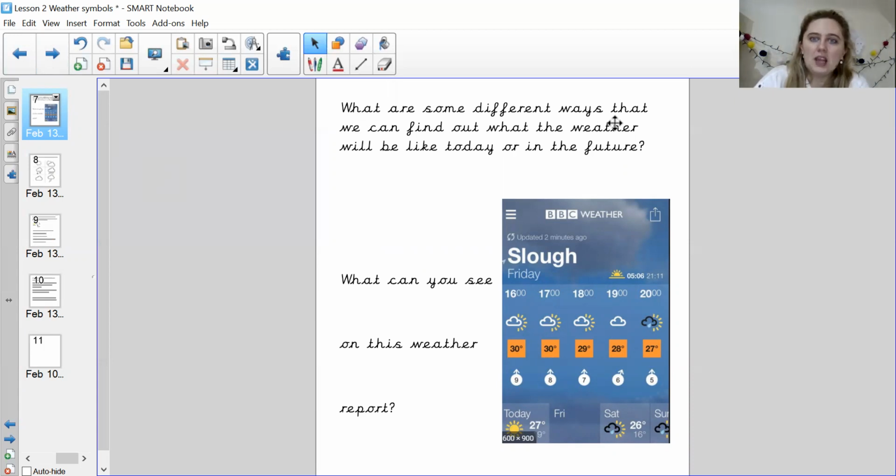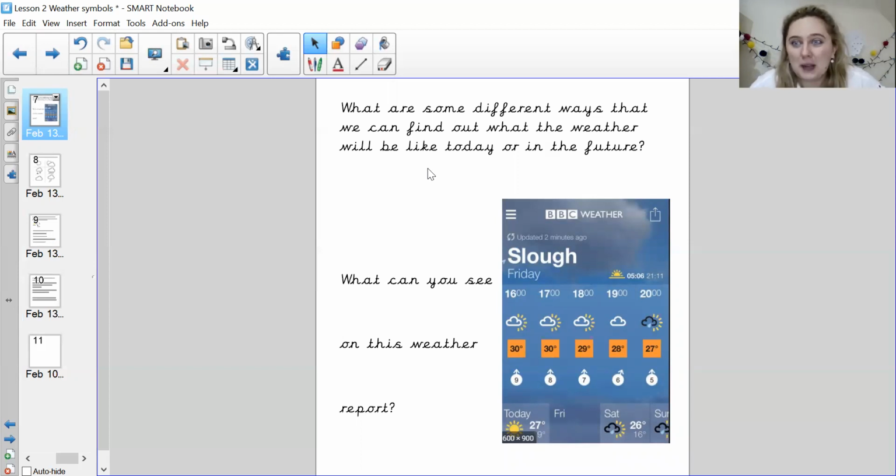First, there are some different ways that we can find out what the weather's like. So we don't just look outside the window and say, oh, I see the sun, it's sunny. There are different ways that we can find out what the weather is like.